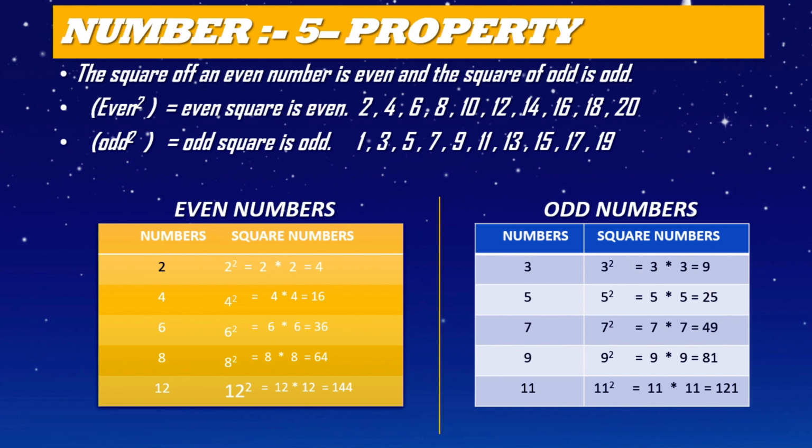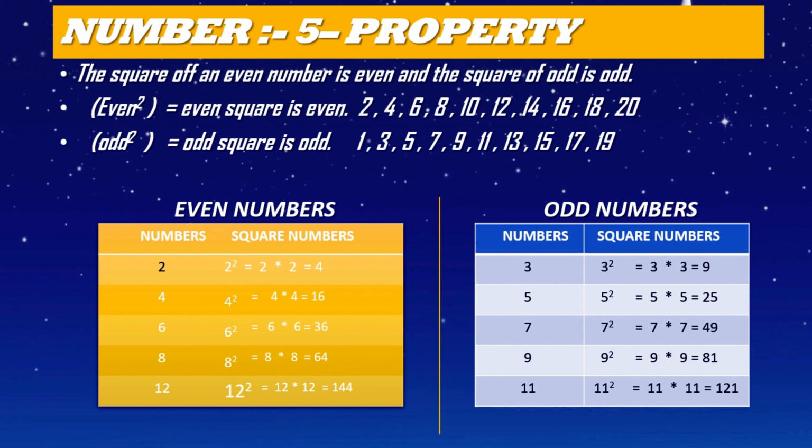Numbers and what are their square numbers. Number is 2 and its square is 2 square, that is 2 into 2, 4. Number is 4, 4 square, 4 into 4 that is 16. Number is 6, 6 square, 6 into 6 that is 36. 8 square, 8 into 8 that is 64. 12 square, 12 into 12 that is 144.